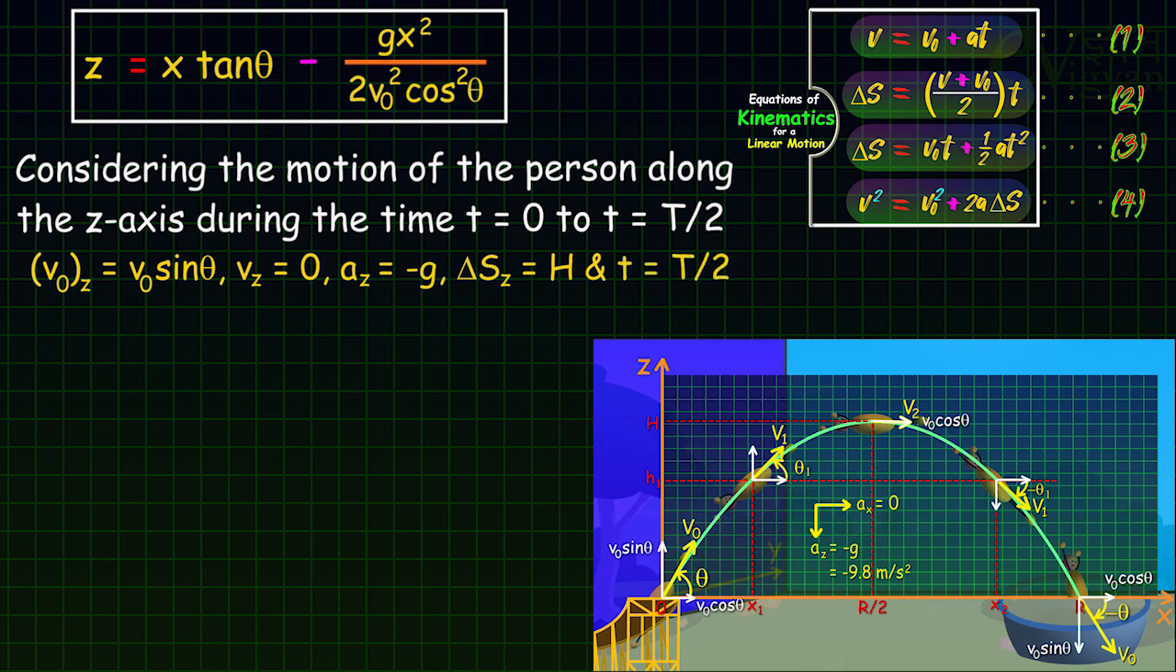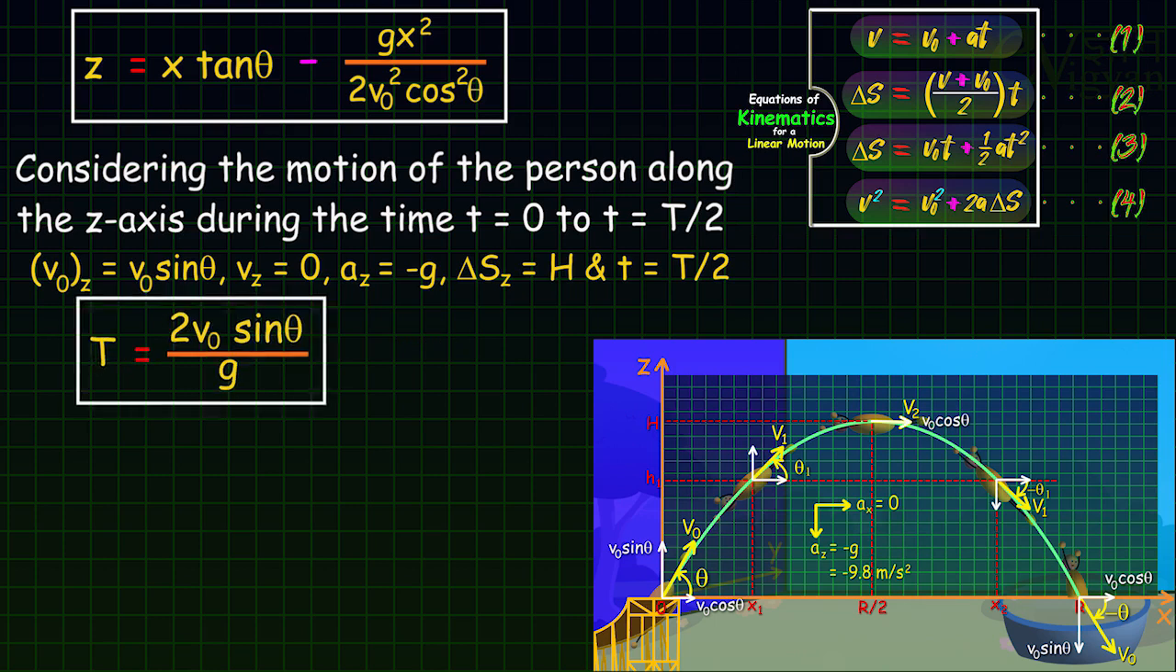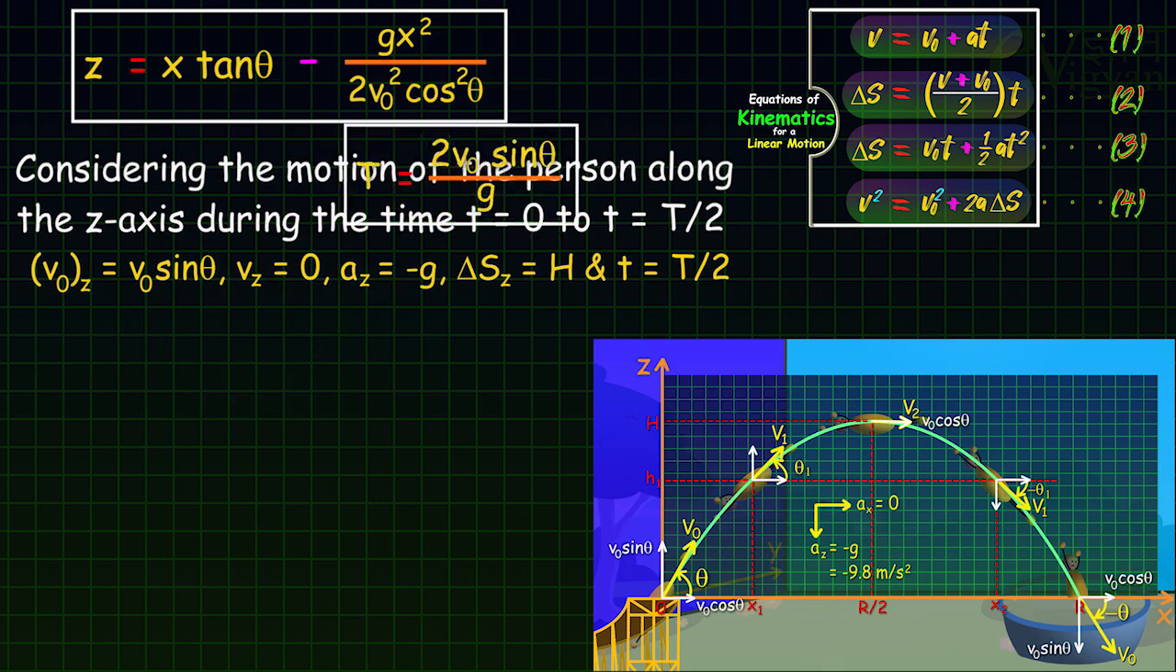By using equation 1, we can write vz = v₀z + az t, that is 0 = v₀ sin θ − g times T/2. And from here you can get T = 2 v₀ sin θ / g. This is the formula for the time of flight.